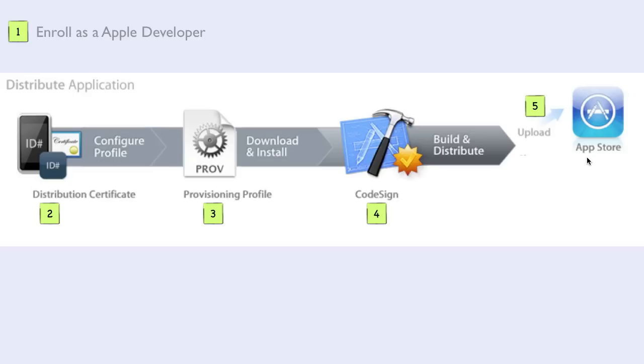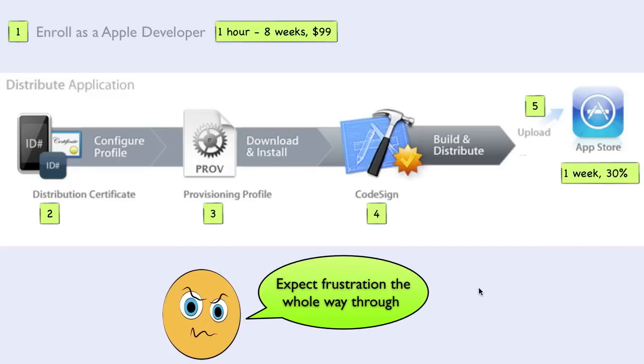To enroll as an Apple developer can be as fast as 1 hour, but can take much longer, especially if you're not an individual, but a company. The reviewing will take typically 1 week, and when your app starts to sell, you will get 70% while Apple keeps 30% for themselves. You should be aware that the process will be frustrating, just to warn you so you know what to expect. The steps that you see here in Apple's diagram are not single steps, but just an umbrella of several steps that you will have to perform. Here is the process in more detail.